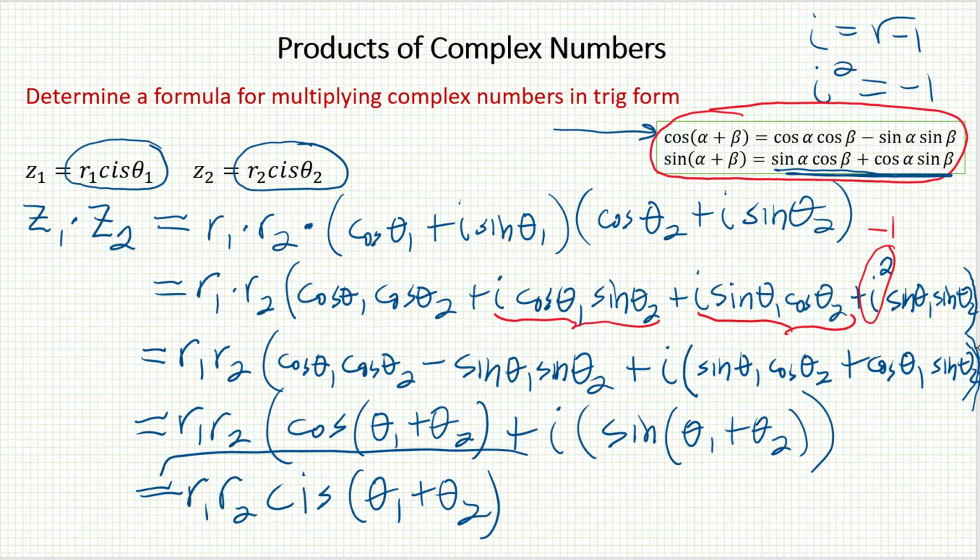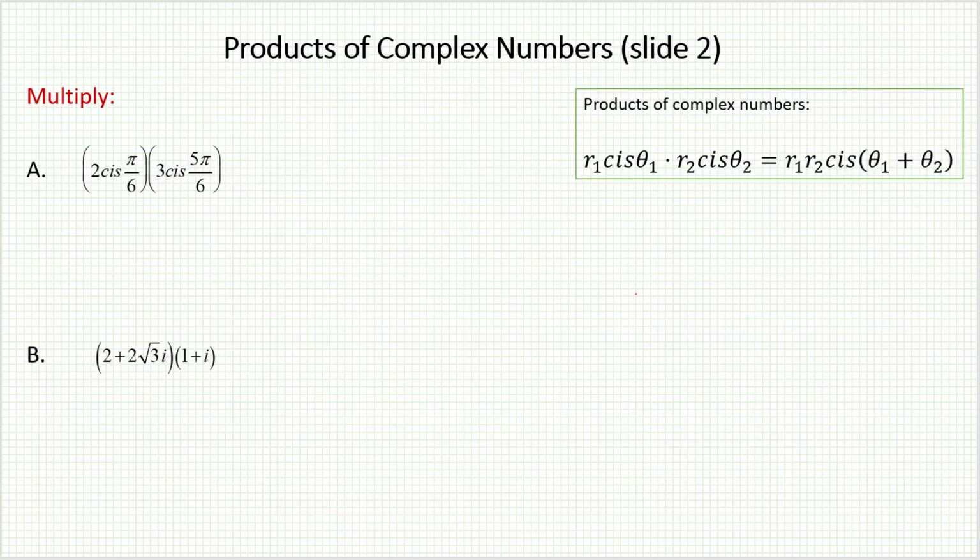If you look at where we started and you look at where we've ended up, you can see that we've come up with a very easy formula for multiplying complex numbers. Simply multiply the moduli and add the arguments. And that's it. Okay, let's put our new formula to use with a couple of examples. I've written it over here.